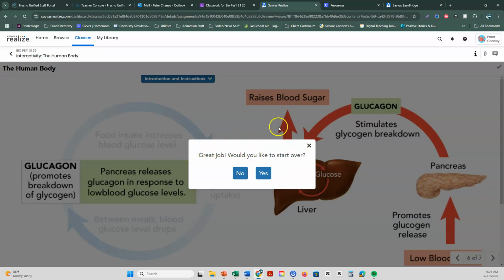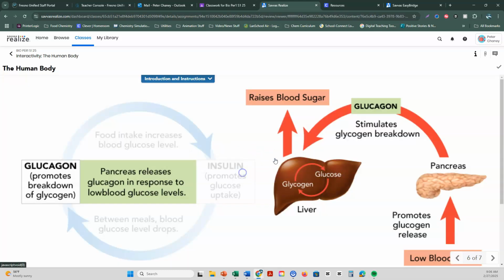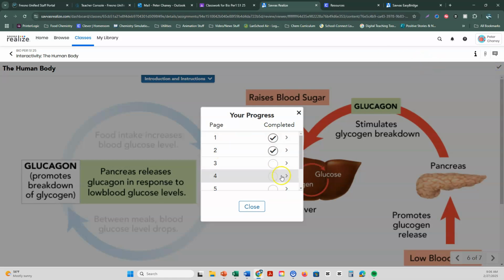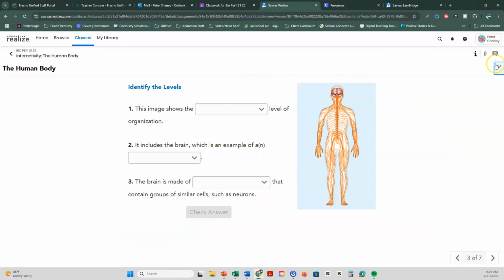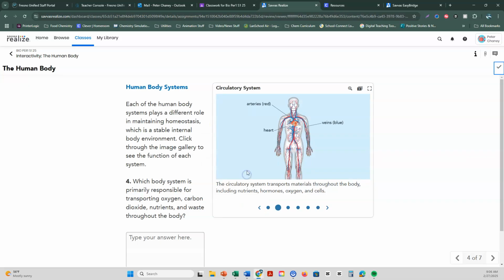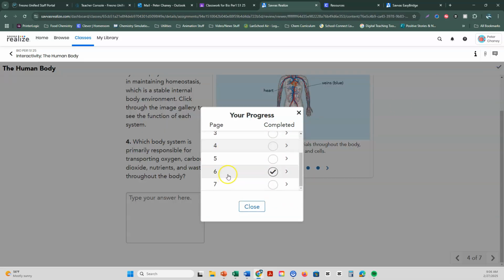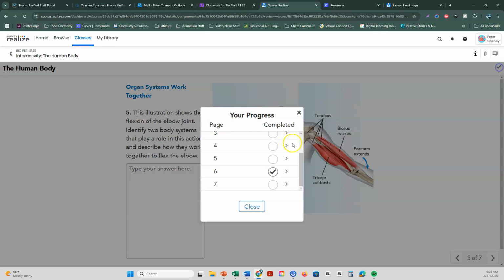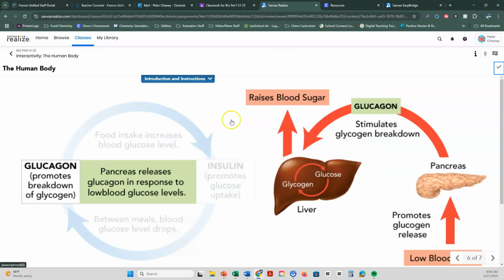So once you get this message, you do not need to start over, and you want to make sure you're getting all your check marks. So obviously I didn't answer questions on 3 or 4, that's why I don't have my check mark. Slide 5, same thing, I haven't answered the question. Slide 6, I went through all the information.